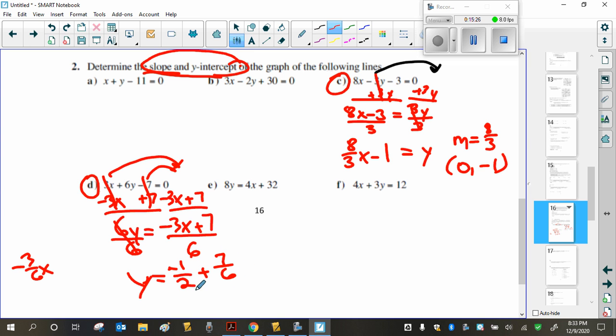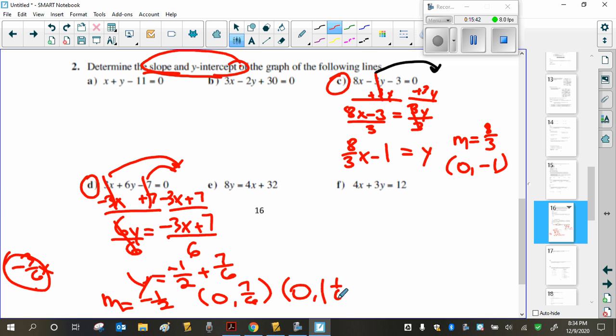Plus 7/6. What do they ask? They ask for the slope. If you put the slope as negative 3/6, you'll lose a half a mark. And the y-intercept is good enough like that. You could also write down 0 and 1 1/6.